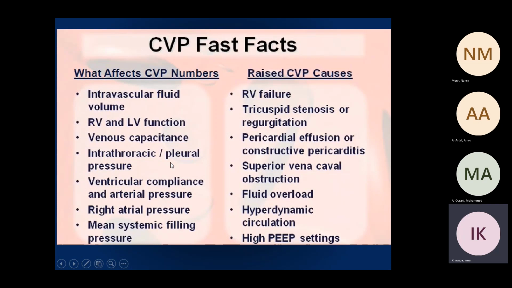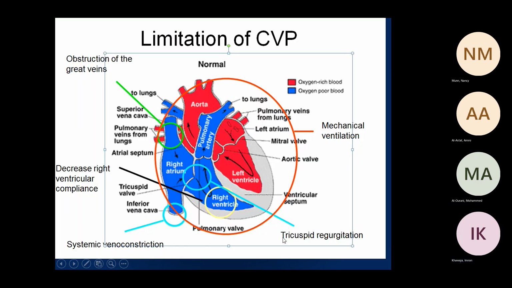We did discuss the mechanical ventilation, especially if they are on a high level of PEEP, ventricular compliance, right atrial pressure. So the CVP can be raised not only because of hypervolemia or heart failure, but if you have valve issues, tricuspid stenosis or regurgitation, if you have pericardial disease, effusion, or constrictive pericarditis, that can elevate your CVP, or if you have SVC obstruction, hyperdynamic situation, and the high PEEP settings. And that's summarized here in this picture.